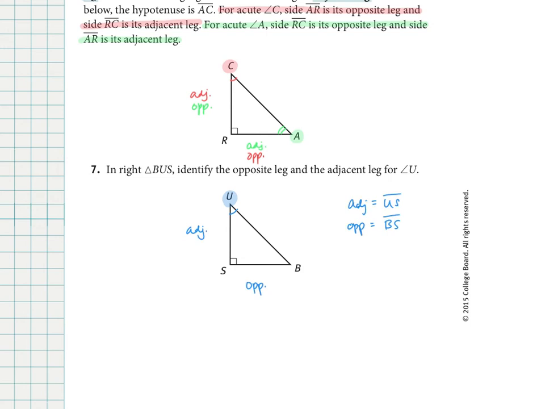All right, let's go ahead and go over this. So we know that the adjacent leg is going to be US, or if you put SU, that's fine. The opposite leg is going to be BS, or sorry, SB. So that's if we're specifically looking at angle U. Let's go ahead and head to the next page.